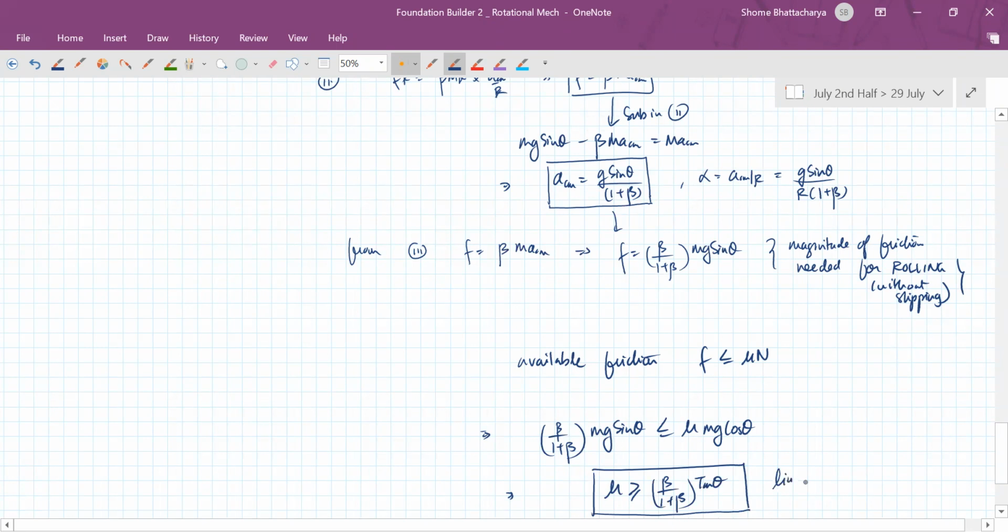So this is the limiting condition on coefficient of friction mu for rolling to occur, rolling without slipping. This formula also becomes equally important to remember. Apart from the acceleration of the center of mass, the minimum coefficient of friction we require is this value, beta upon 1 plus beta into tan theta. And you can see that for the previous problem, the value of beta was 1/2. So we will see in a couple of numerical problems next how this becomes important.